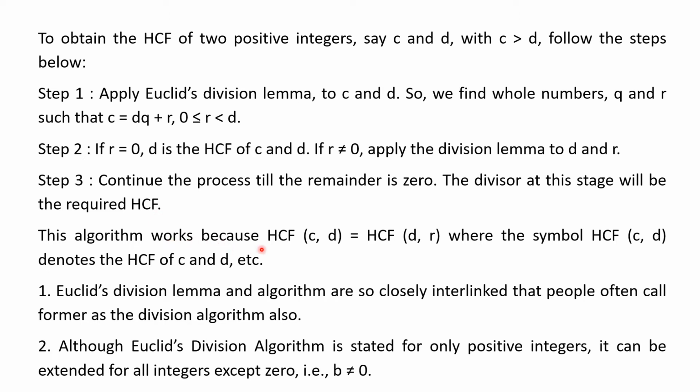The algorithm works because HCF of C and D equals HCF of D and R, where the symbol HCF(C, D) denotes the HCF of C and D. Euclid's division lemma and algorithm are closely interlinked, so people often call the former the division algorithm also. It is stated only for positive integers, but it can be applied for all integers except 0. So we'll go to the problems now.